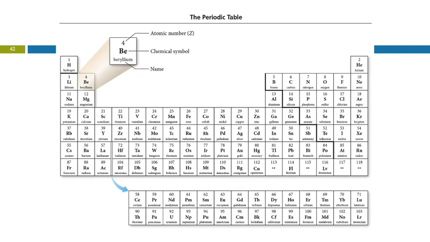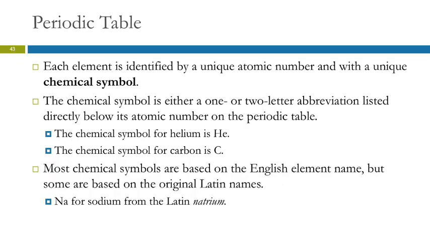Okay, so the number of protons for all the elements listed on the periodic table are listed in increasing order. The periodic table is the way we choose to organize a lot of information about the different elements. So there's a unique atomic number and a unique chemical symbol. Now, you should be familiar with a whole bunch of those because I told you to memorize them.